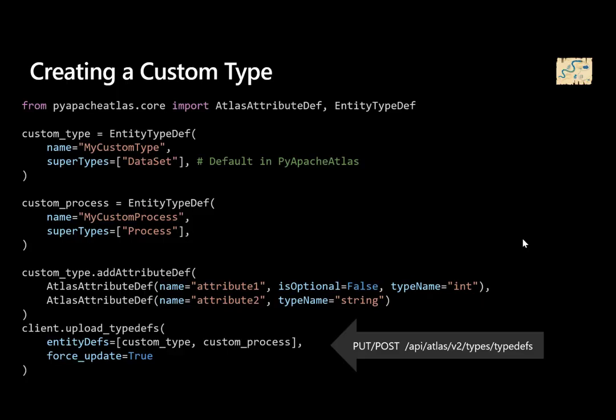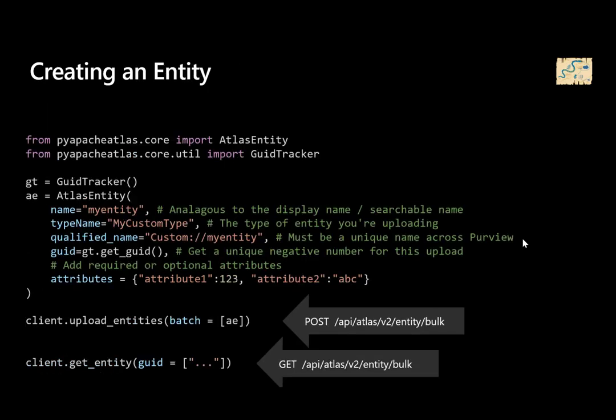For Apache Atlas, instead of using the different methods for those particular calls, there's this force update equals true that will essentially query your existing type definitions and say, hey, does this type exist already? If so, use the put method, and if it does not exist, go ahead and use a post method instead.